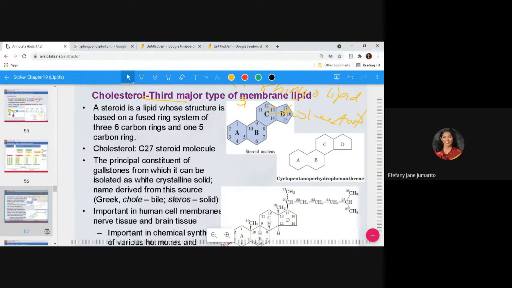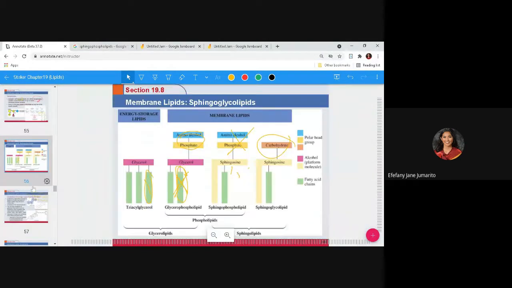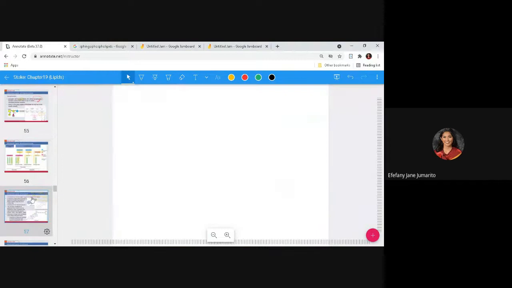So cholesterol is a steroid. Steroids are also the pills people use to build muscles, but that's not the focus here. An example of a steroid is cholesterol. Okay, we're done with this structure. Now let's go here.